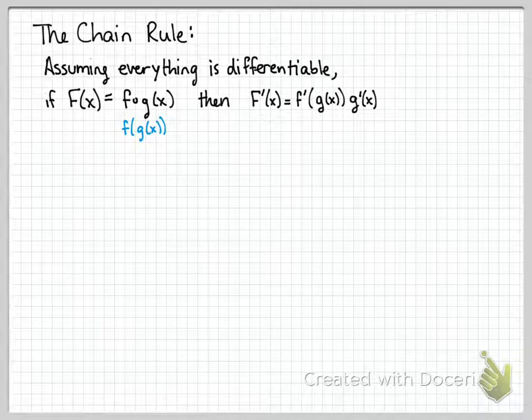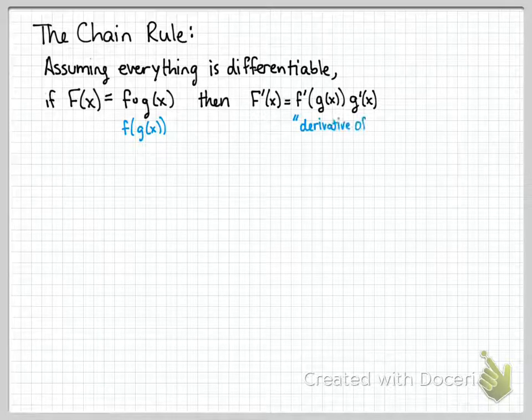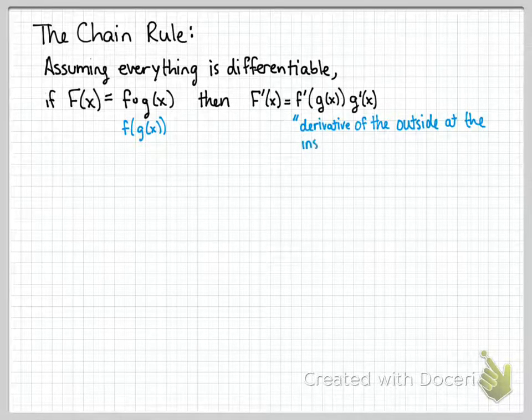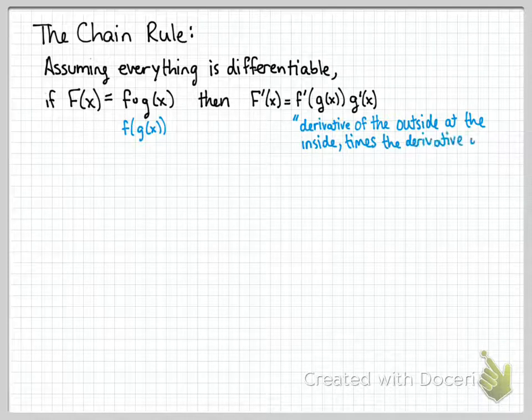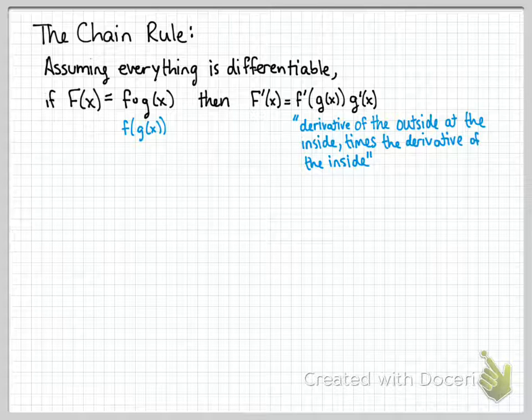Remember, a composition of functions, f composed with g, means f of g of x. And this derivative formula from the chain rule, a good way to think about it or to say it to yourself is, this is the derivative of the outside at the inside times the derivative of the inside. F prime of g of x times g prime of x.